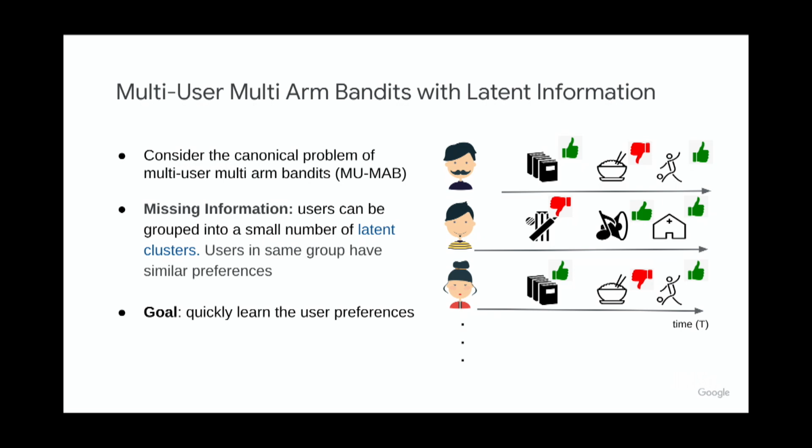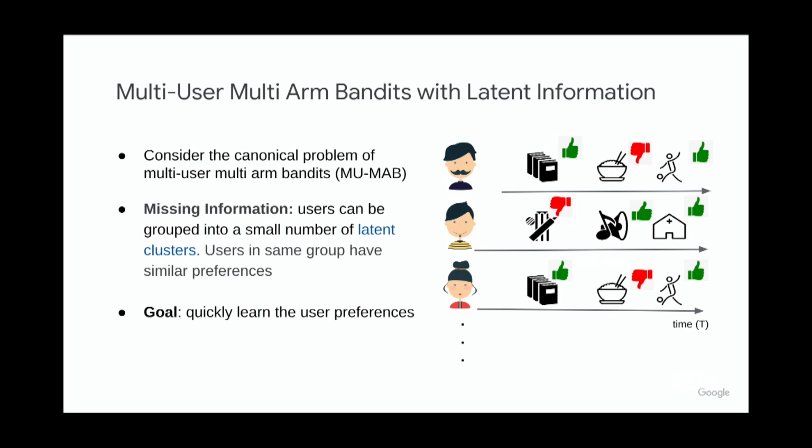And what's the missing information here? We assume the users can be grouped into a very small number of clusters or latent groups, which you don't know beforehand. This is the latent information. And users falling within the same group tend to have similar preferences. So you might ask, why is this a valid or relevant problem to study? Very often in practice, users can be grouped into a small number of clusters. If you take YouTube, perhaps users who like sports can be grouped into one cluster, and users who like music into some other cluster. In fact, in most of the applications we looked into, the users can be grouped into some latent clusters. It's just that you don't know them beforehand.